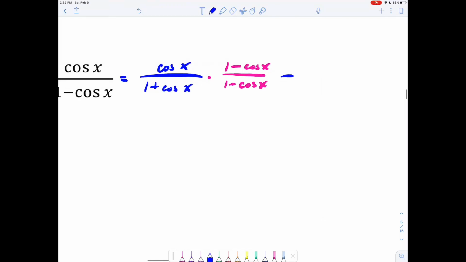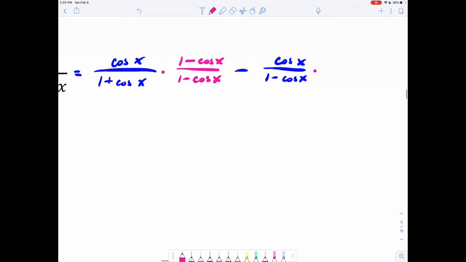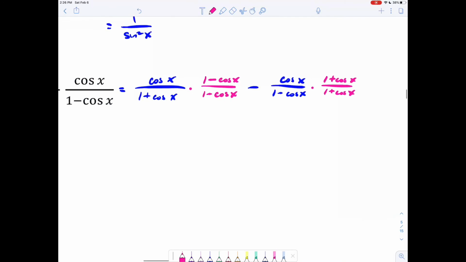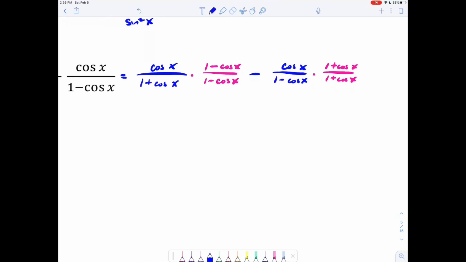And similarly, I'm going to take that second fraction and I'll multiply it by the denominator of the first one. And that way, my denominator will be 1 plus cos x times 1 minus cos x. So I'll have a common denominator, which is extremely handy. I don't have to turn these all into one giant fraction right now. I'll still take some steps here.